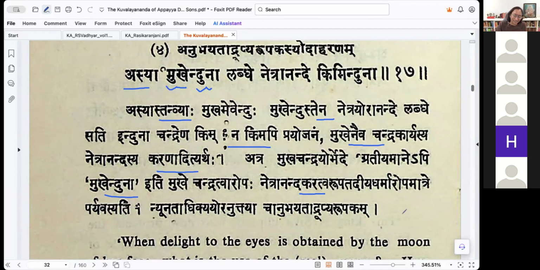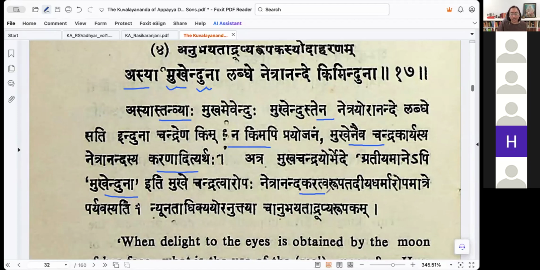Exactly. So netrananda asya induna labdhe netranande kim induna is what is called abheda. So here, anena induna labdhe, anena, purodrishyamanena induna, whatever I am seeing in front of me. Okay.